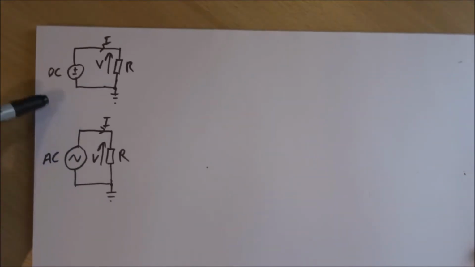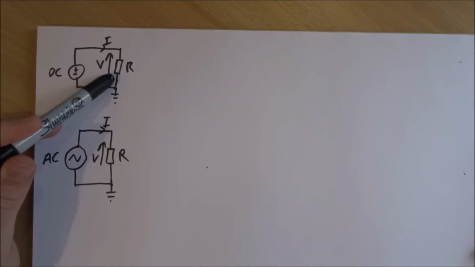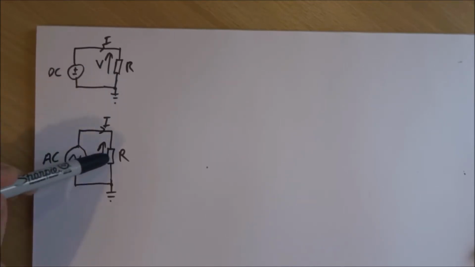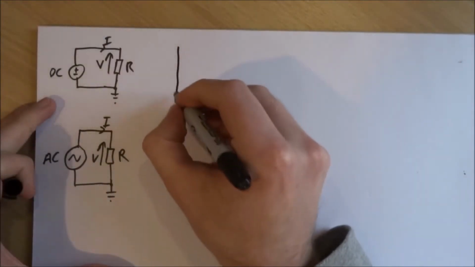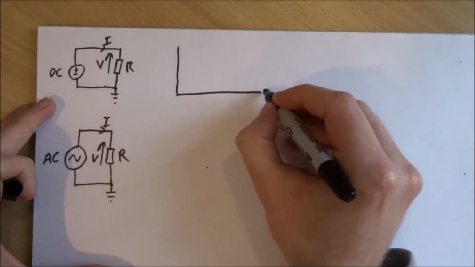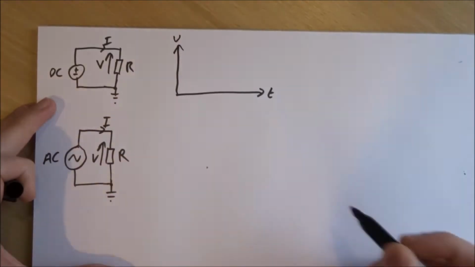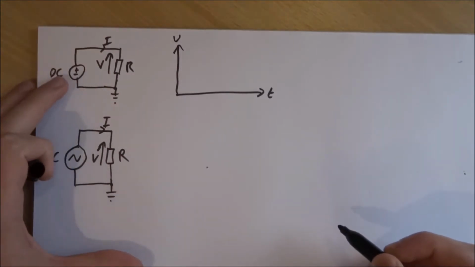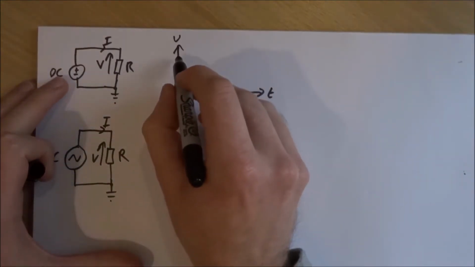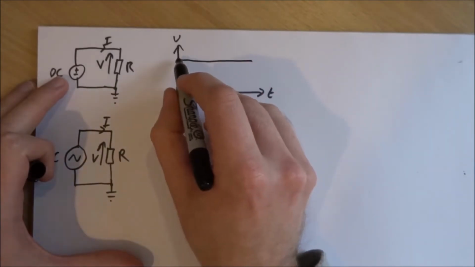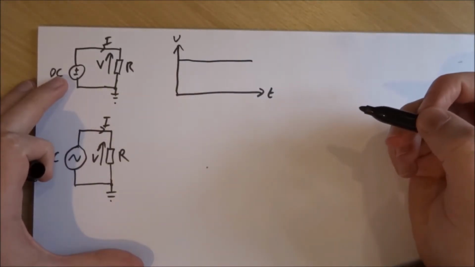I've got two example circuits drawn here, one supplying a DC voltage to a resistance, and another one supplying an AC voltage to a resistance. If I draw the voltage waveform over time, that's T against V, for the DC setup, it will look like a straight line, horizontally, because the voltage is not changing with time.